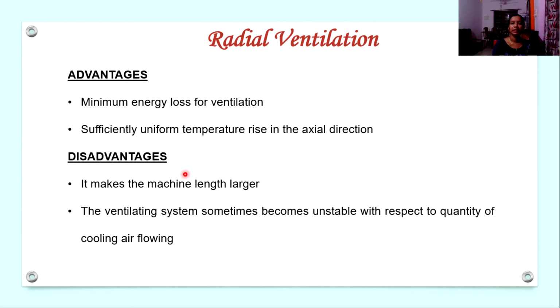Now the disadvantages. It makes the machine length larger. So in case of a large core length machine, the core is again subdivided and spaces are provided in between. This increases the total length of the core. That is, the length of the machine increases.